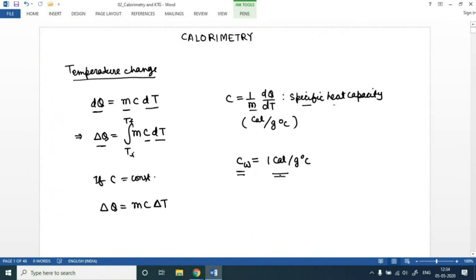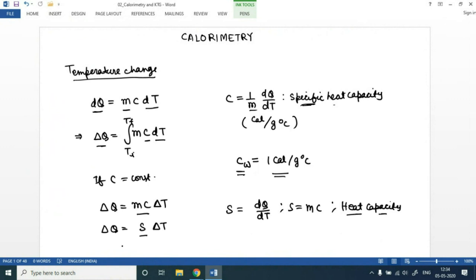Another way of representing the same equation, delta Q equals mc delta T, is simply S delta T, where S is nothing but dQ by dT. Comparing the coefficients, S is equal to mc, and this term is known as the heat capacity of the given substance. The earlier one is specific heat capacity because it is per unit mass, and this is simply heat capacity, that is the heat required by a substance to change its temperature by 1 unit.